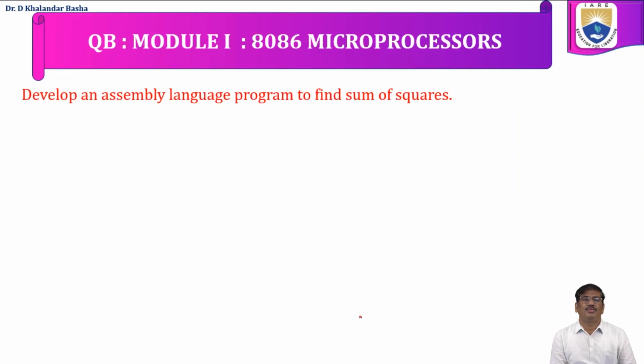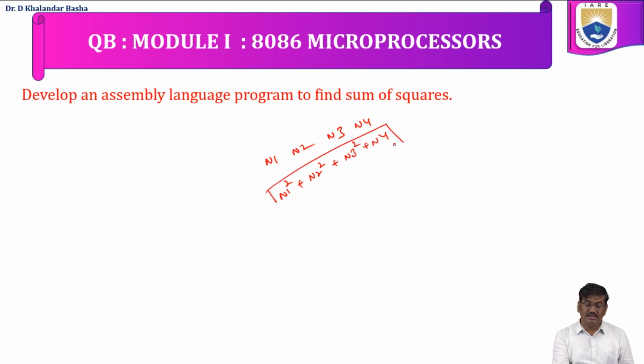Then we will move to the next program, that is, develop an assembly program to find the sum of squares. Here also they will give numbers like n1, n2, n3, n4. We need to find n1 square plus n2 square plus n3 square plus n4 square. This is the output which we want to fetch.